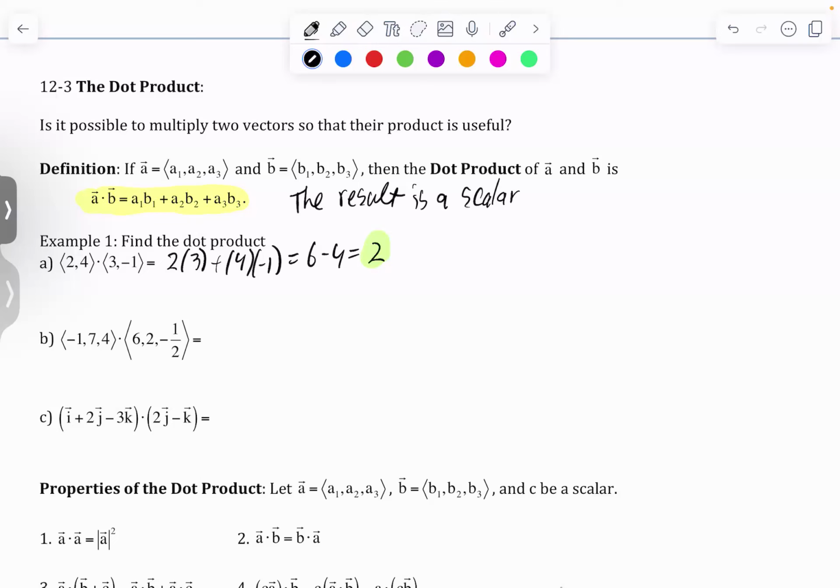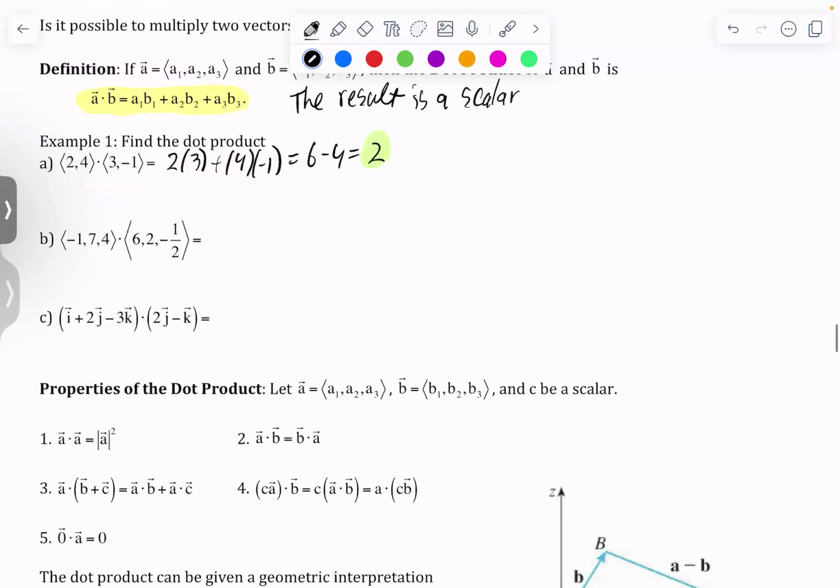So for part B, we have two three-dimensional vectors, and so I'm going to multiply those out. Even if we have fractions in here, decimals or whatever it is, it's still the same process every time. And so that's going to give me 6.